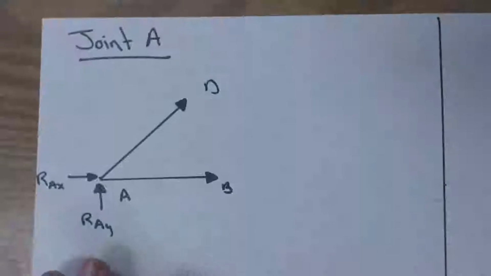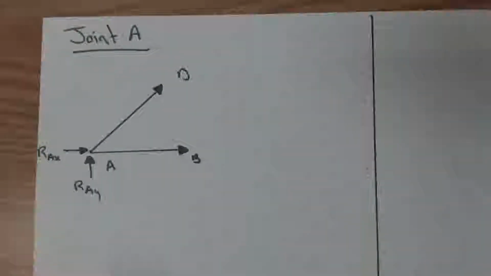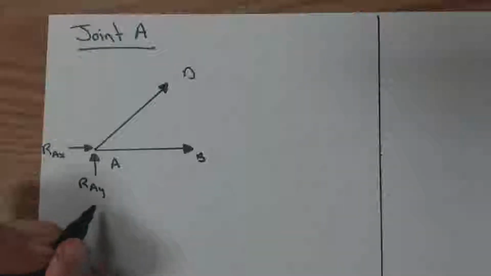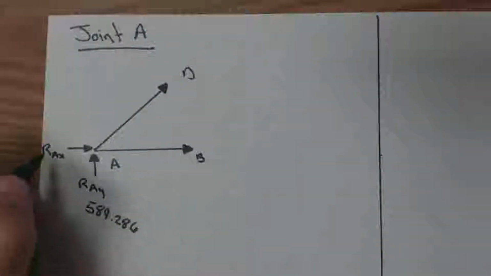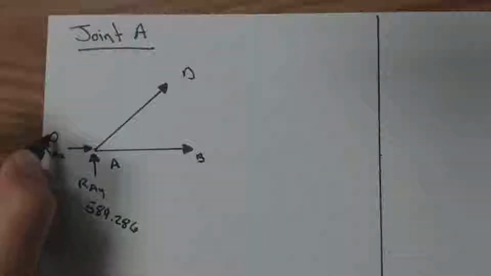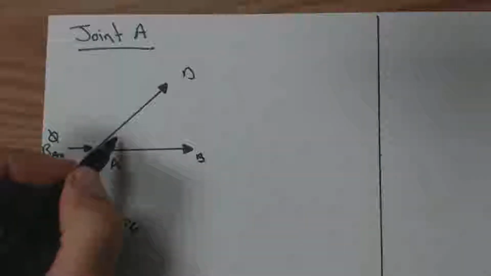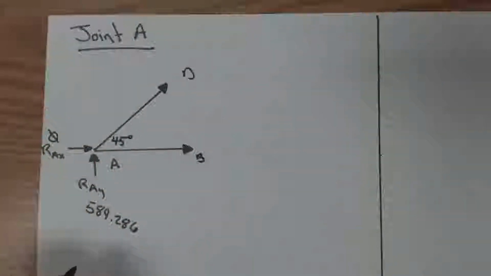Alright. Have my angles. Found my external forces. Let's go look at each specific joint. So, here I'm starting with joint A. I know my reaction at joint A in the y-axis. It's 589.286. My reaction at joint A in my x is 0. I don't know anything else. Oh, I do know this angle. It's a 45-degree angle. Awesome.